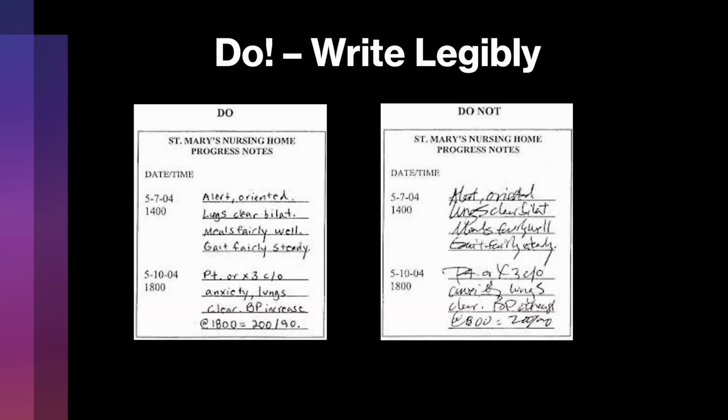Write legibly. If it is a paper chart, that's all you have to go off of. There's no electronic charting that you're going to be looking at. So make sure to be legible in your writing so that people can actually read what you're trying to say. I know a lot of times doctors are known for having chicken scratch, but really try your best to be neat. These are two examples of a do and a don't do in terms of how a written note should look.